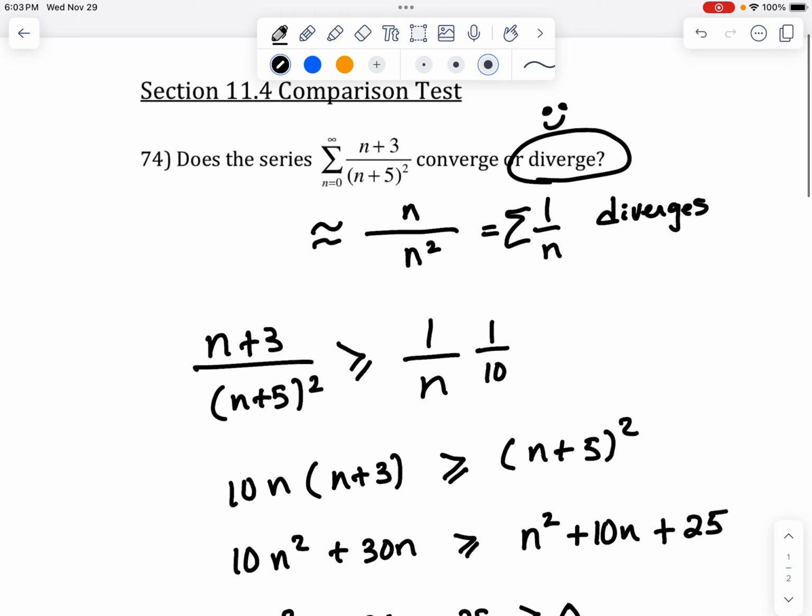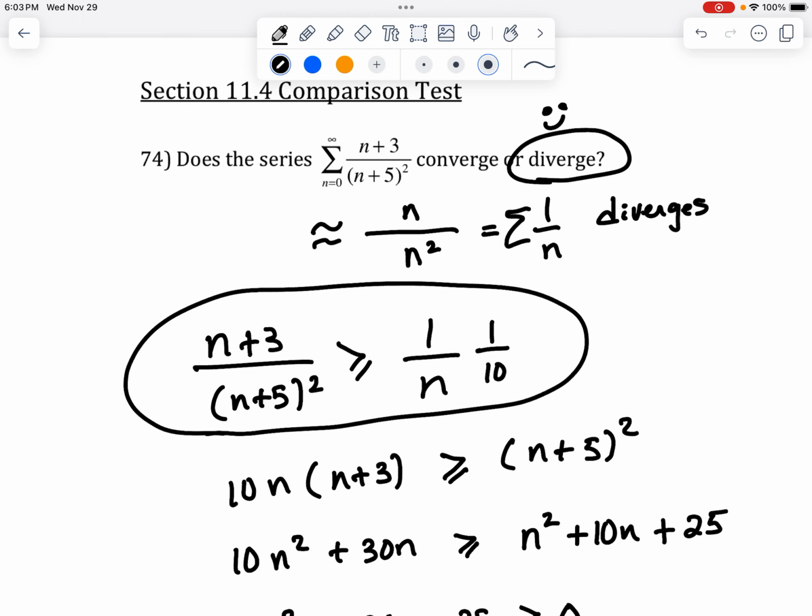So this inequality here is true, at least for n bigger than or equal to 1. And then you might say, but this one started at 0. That's true, but when you plug in 0, that only gives you 3/25. And so if you add 3/25 to infinity, you still get infinity. And so since the one on the right diverges, that means the one on the left diverges. And so little happy face was correct. It diverges.